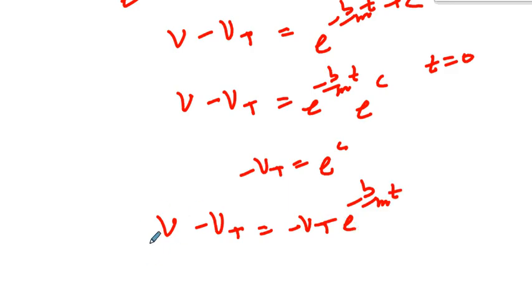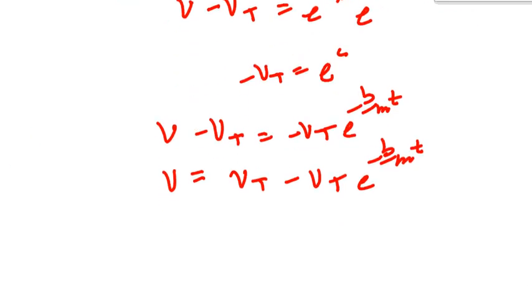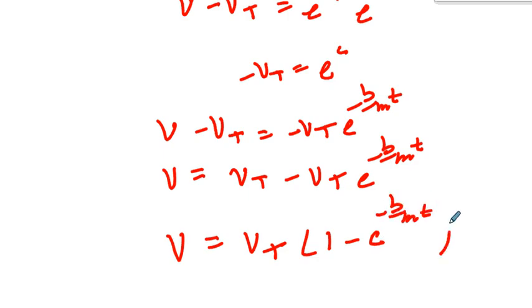I want to get v by itself, so I'm going to add vt to the other side. So velocity is going to equal terminal velocity minus terminal velocity e to the minus b over m t. We're almost done. I'm going to factor a vt out of this. v then is going to equal terminal velocity times 1 minus e to the minus b over m t. And there's our final equation.